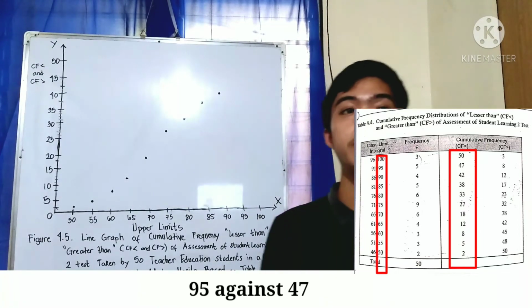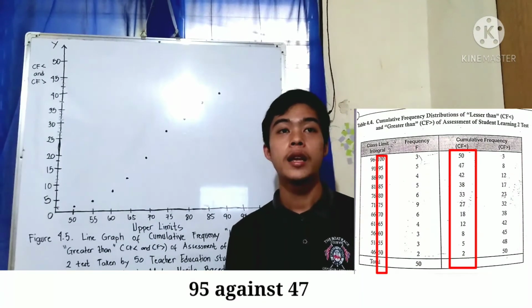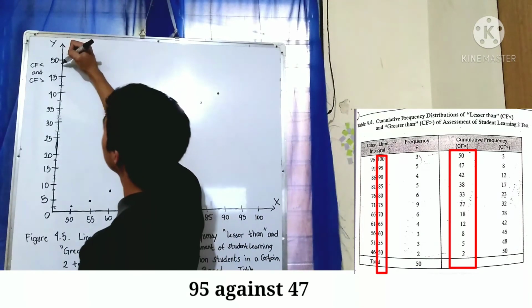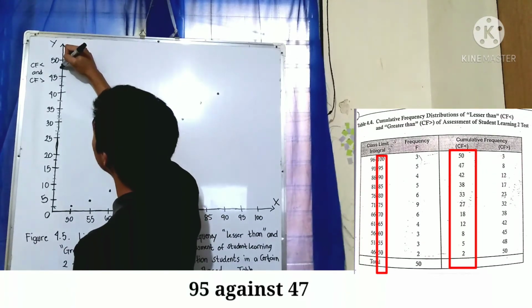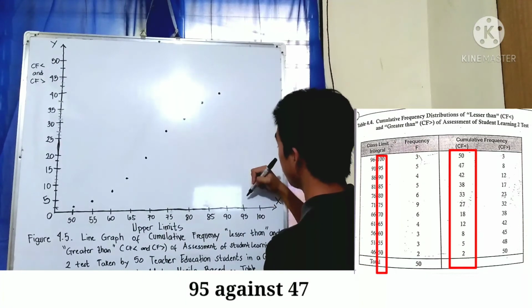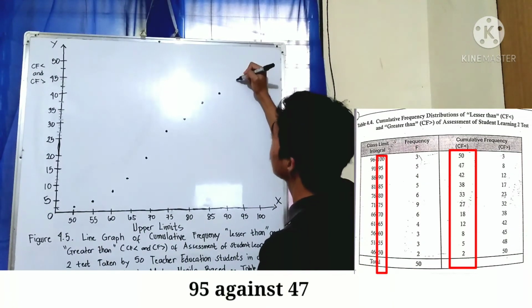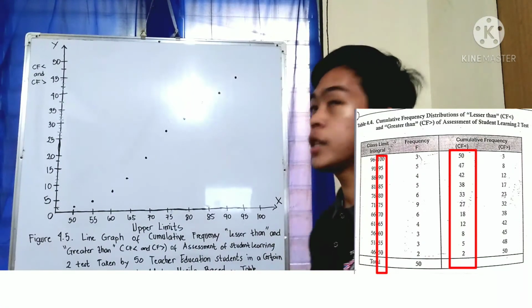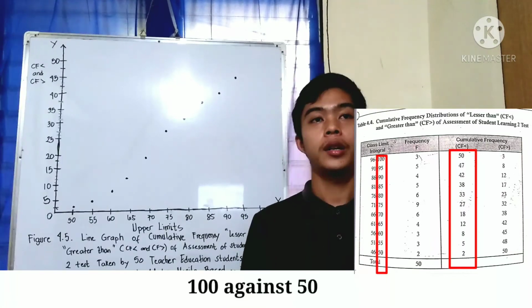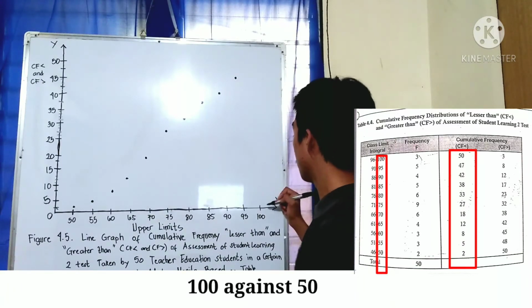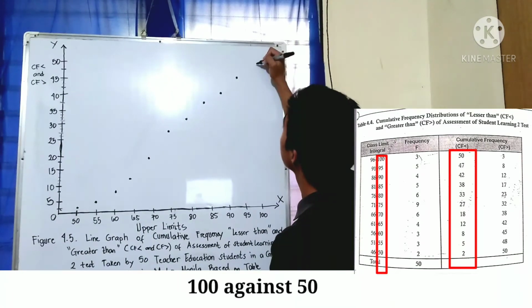Next, in the upper class limit of 95, we'll plot 95 against 47. So our 47 must be here. So 95 against 47. And then in the last upper class limit of 100, you will plot 100 against 50. So 100 against 50.